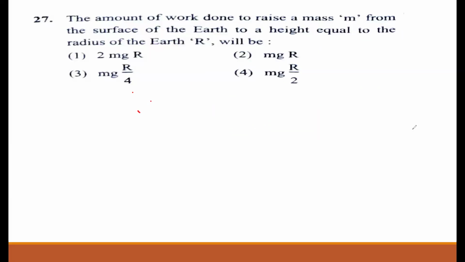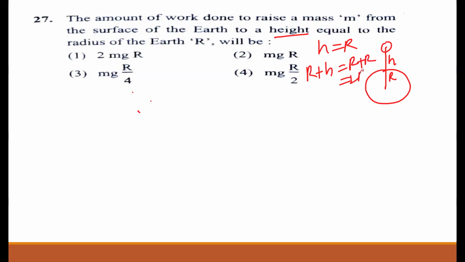Now, coming to question number 27. Let us calculate the work done to raise a body from a height of R to 2R. That is because the height is equal to R, they said. So the total distance from the center would be R plus h. So R plus h would be R plus R, that is 2R. So then what is the work done here?